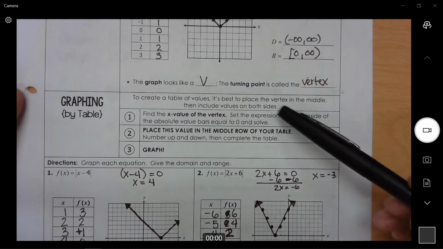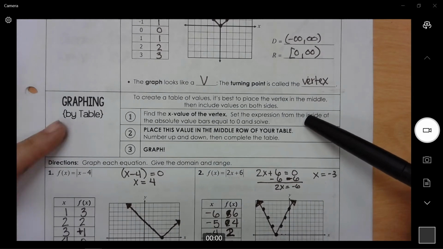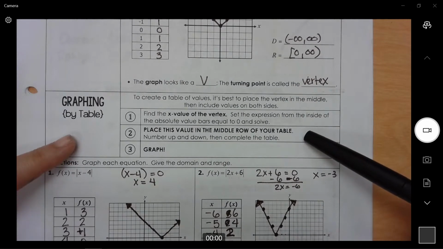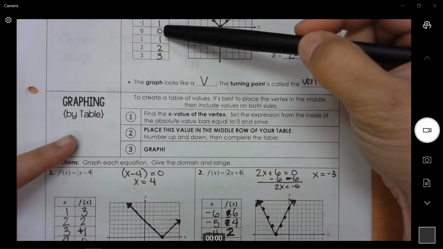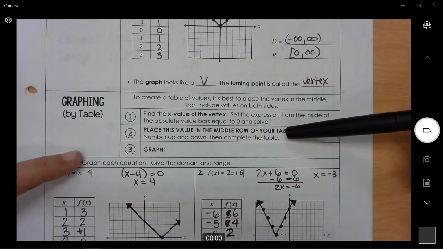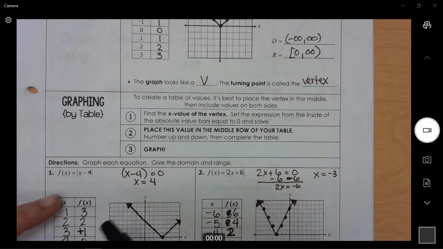So for graphing by the table, we find the x value of the vertex, and then we place the value in the middle of the row of your table. So it's in the center. So 0, 0 goes in the center. That's the vertex. And then we number up and down and complete the table based on what the equation is.